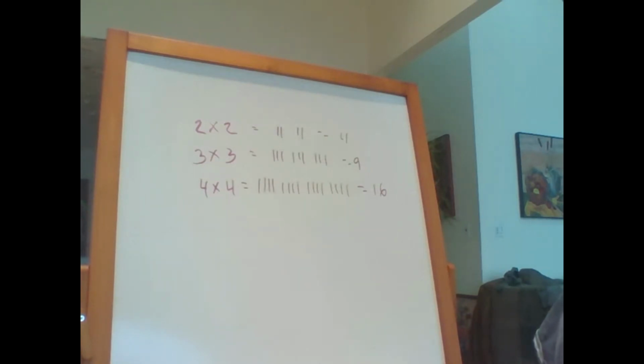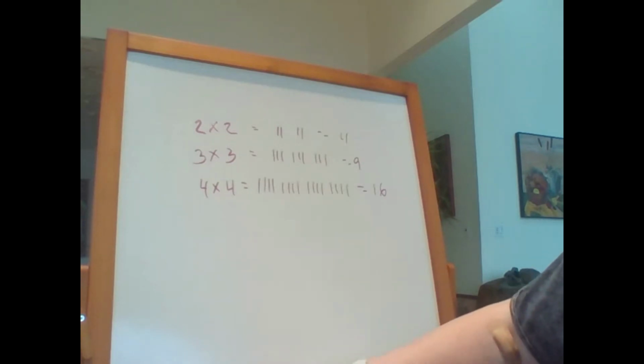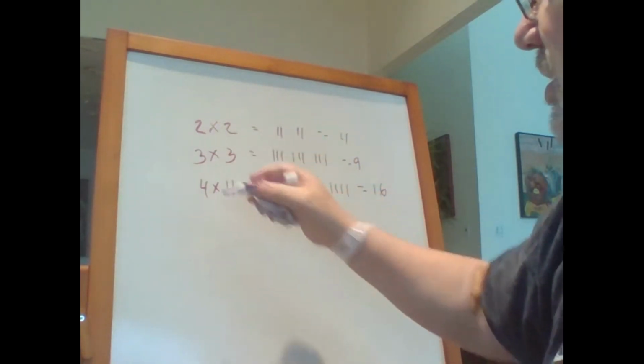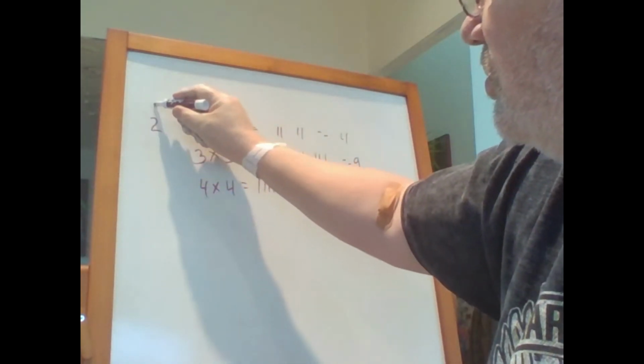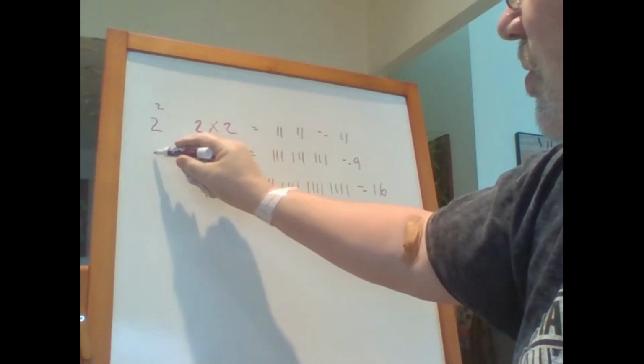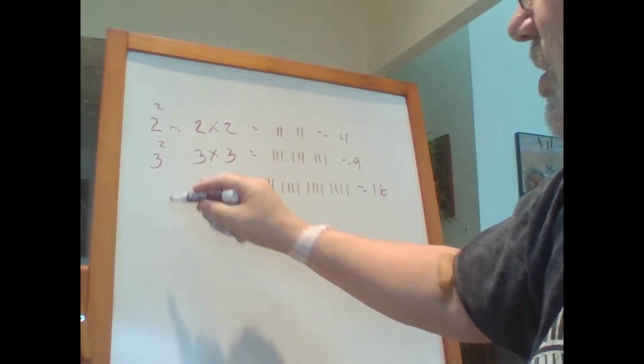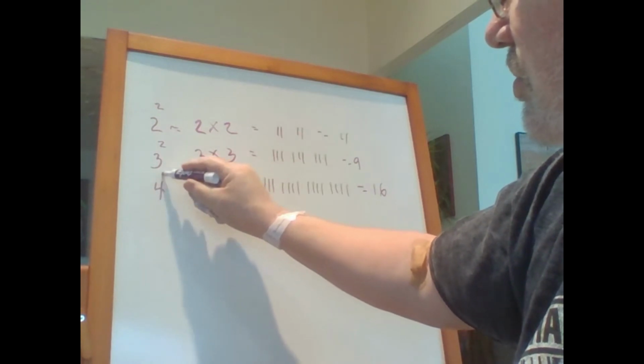So we have a notation for these types of things. We say that this is 2 squared, or 3 squared. This is 4 squared.